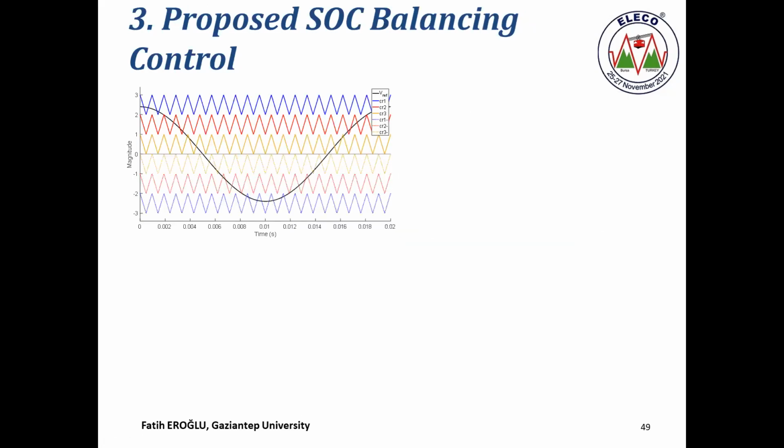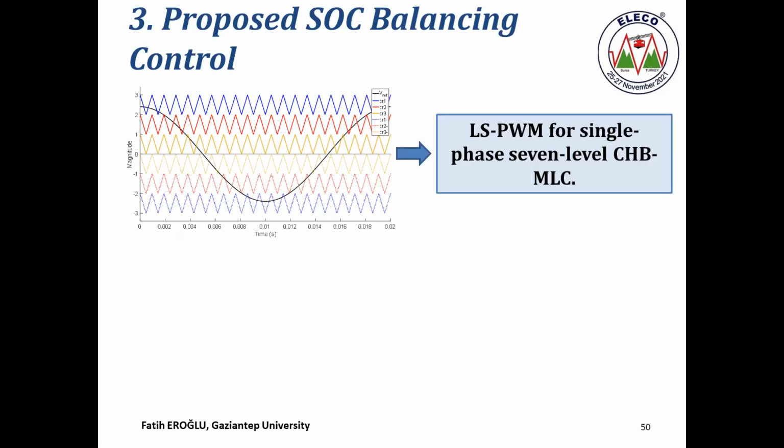This graph shows the carrier waveforms in level shifted PWM for a single phase 7-level cascaded H-bridge multi-level converter. In a 7-level converter, there are 3 H-bridges, note that. As you can see, the carriers are in phase, but they are displaced in magnitudes.